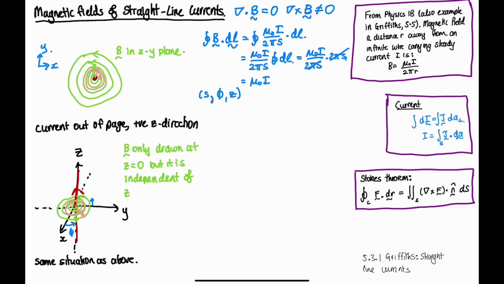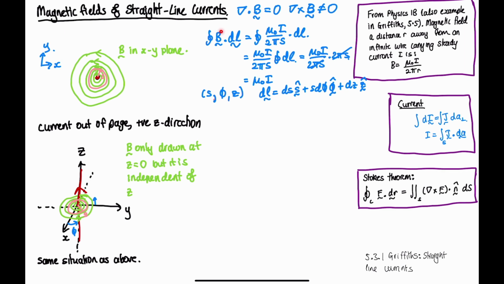So remember that our little increment of length in cylindrical coordinates is given by dl is equal to ds in the s direction plus s d phi in the phi direction plus dz in the z direction. Now we're going to need to work out what B is in cylindrical coordinates.